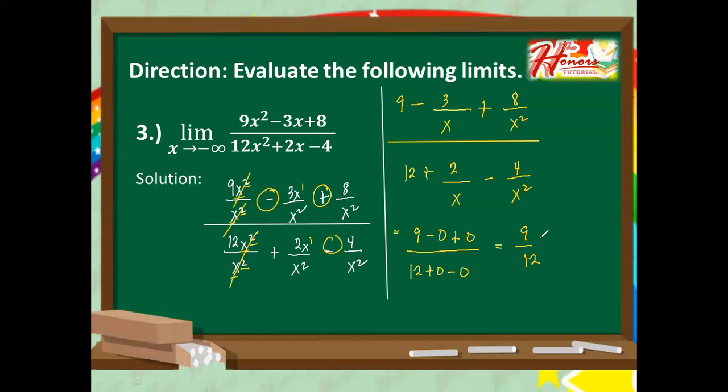We have to simplify this. Just think of a number that when you divide 9 and 12 by it will not produce any remainder. We can use 3. Let's try. 9 divided by 3 is 3. 12 divided by 3 is 4. So the final answer here is 3 over 4.